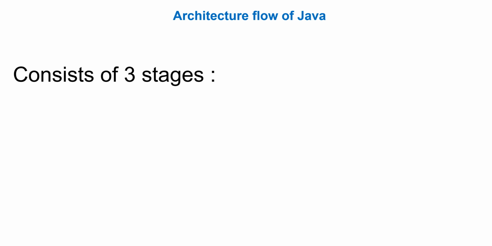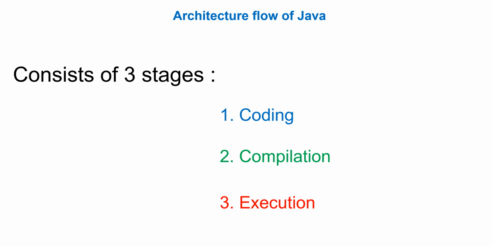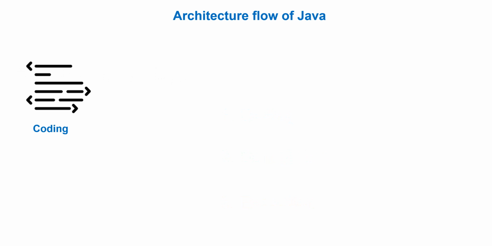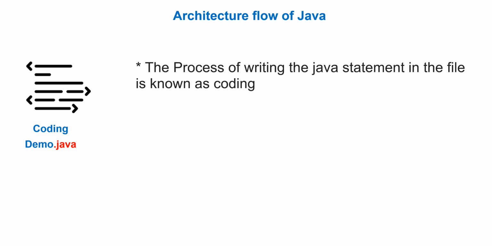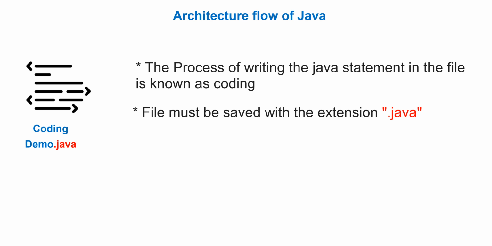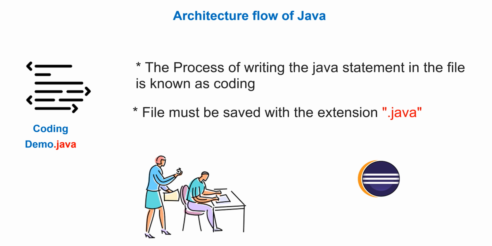Architecture of Java consists of 3 stages. Number 1, coding. Number 2, compilation. Number 3, execution. So coming towards the coding part, the process of writing a Java program in a file is what we call coding. The file must be saved with extension .java, and the Java program can be written on a notepad or editors or any IDEs such as Eclipse or NetBeans. Coding process is similar to writing an examination.